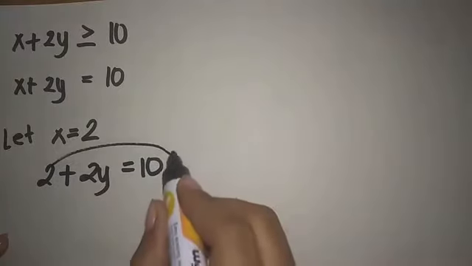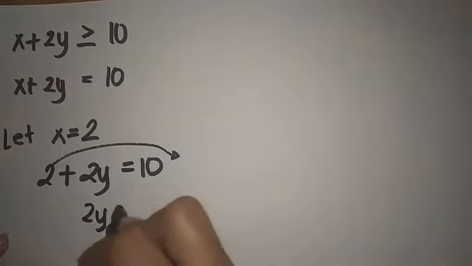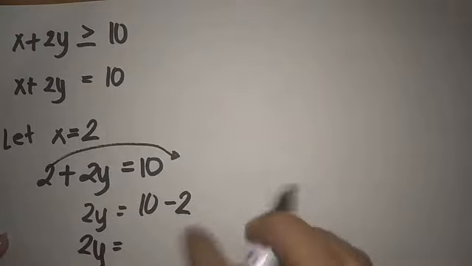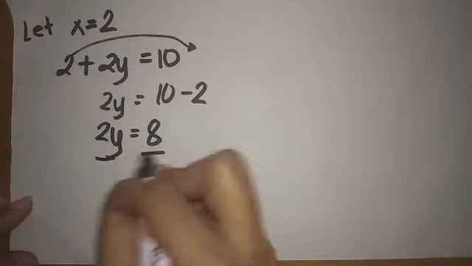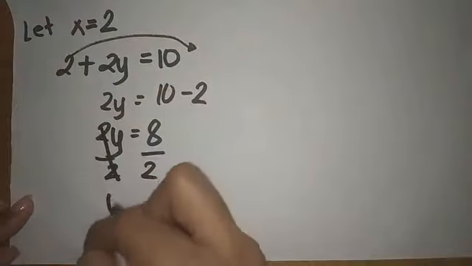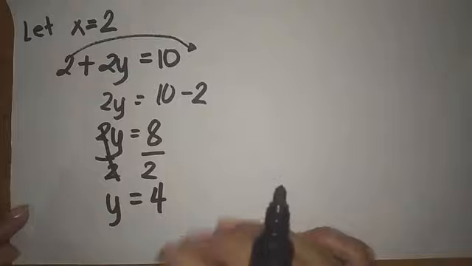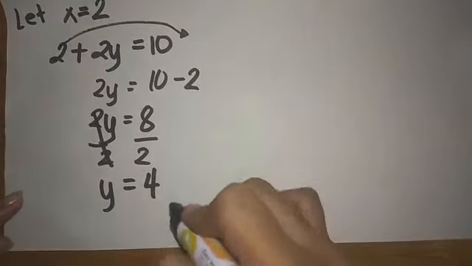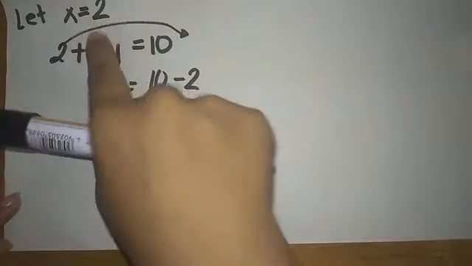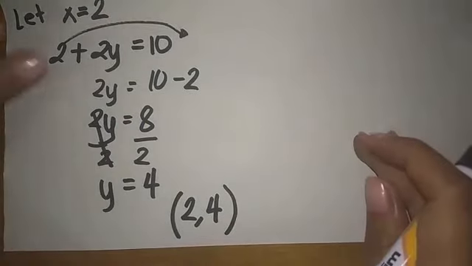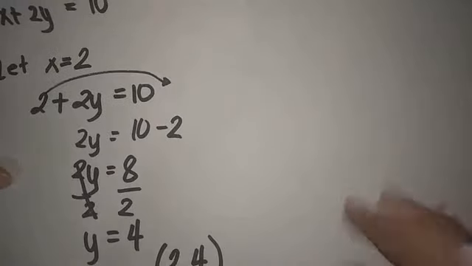So transpose mo to, ilipat mo, meron kang 2y is equal to 10. Yung positive 2 magiging negative 2. So 2y is equal to 10 minus 2 is 8. Then divide both sides by 2. So y is equal to 4. So therefore, ang solution set natin ay yung x mo na 2, then yung y mo na 4.